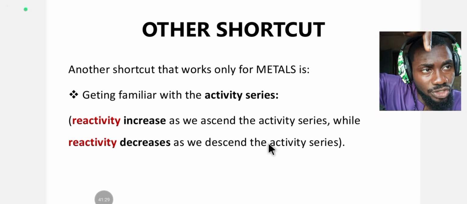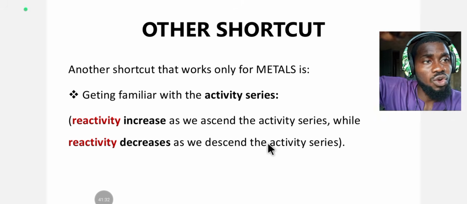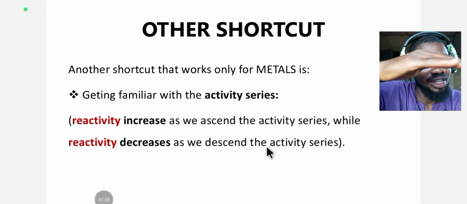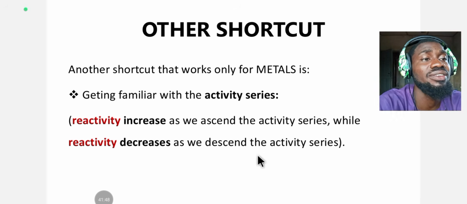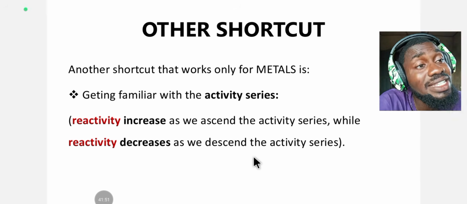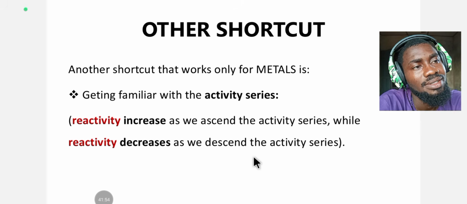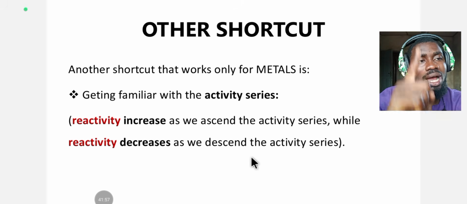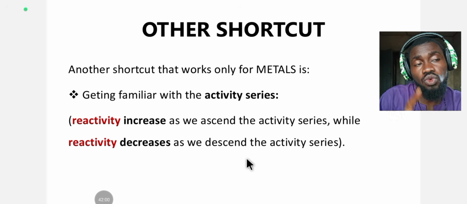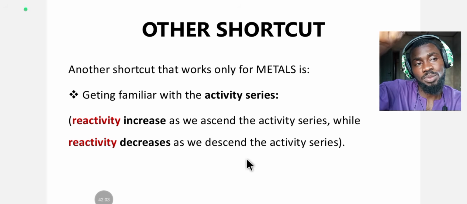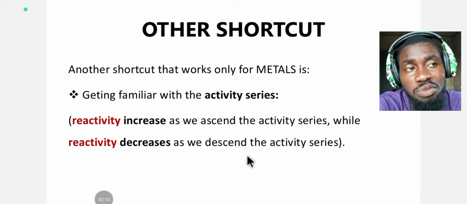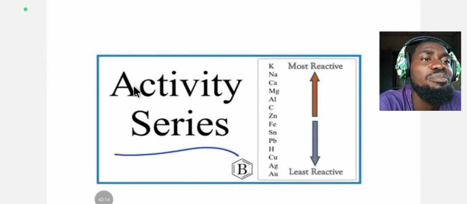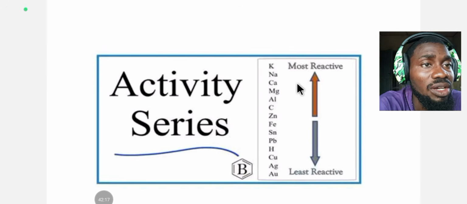But reactivity decreases as you descend the activity series. As you are going down, it is less reactive, less reactive, and so on. The trend is that the reactivity of elements decreases as you descend, but it increases as you ascend. So just have it in your mind that as you go up, reactivity goes up. As you come down, reactivity decreases. So let's look at the activity series of metals, that's what you can see on the screen.